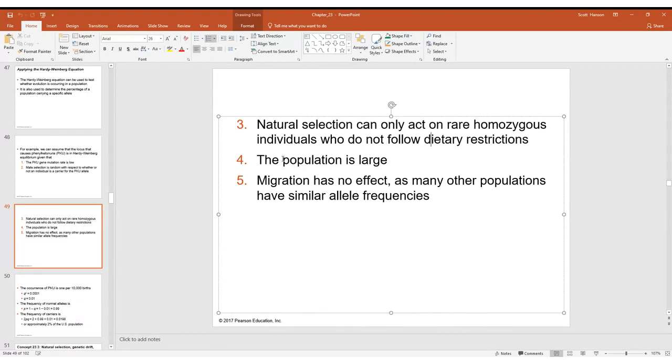Also, the human population is very large and getting larger every day. And basically, migration in or out of a local population has no effect because pretty much every other population has very similar allele frequencies. So basically, Hardy-Weinberg equilibrium is probably present for the PKU allele.